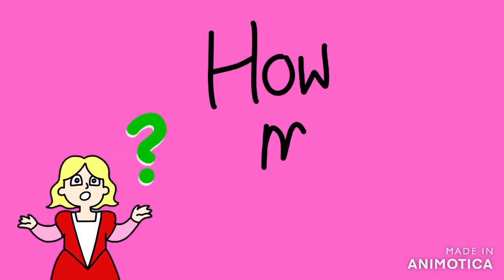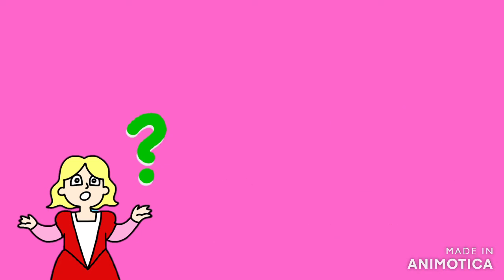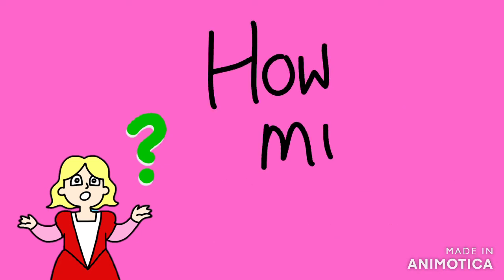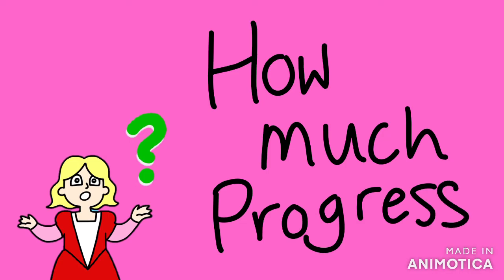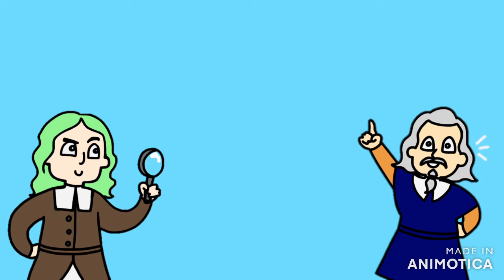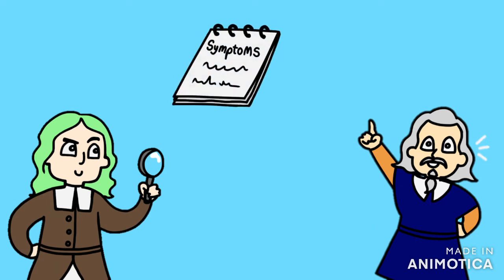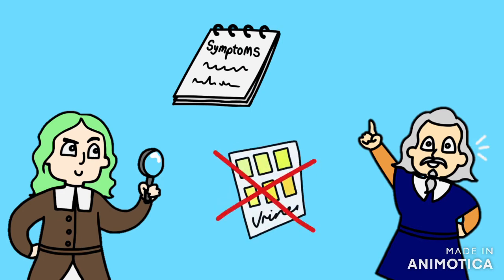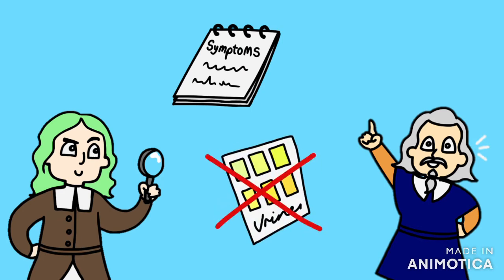How much progress was there in the Renaissance? Ideas on causes of disease. There was some progress. In an age of scientific thinking, Sydenham and Harvey encouraged direct observation of the sick, alongside making notes on symptoms rather than simply using textbooks. Also, urine charts were no longer used due to scientific developments.